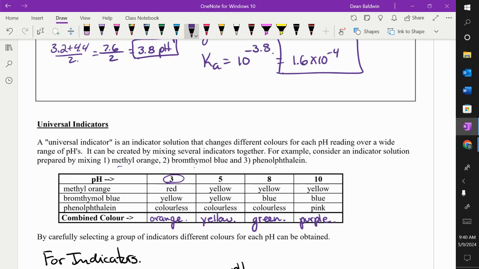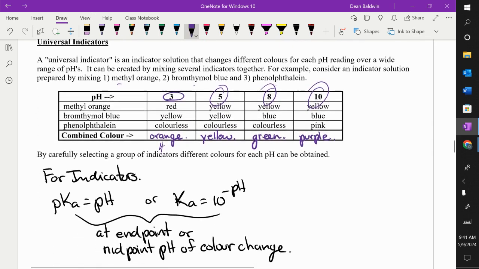So that means you can test and get an idea of the color range of your solution, which is what we did with the hydrolysis stuff last week. It just gives you an idea how acidic it is, whether it's close to neutral, or more basic. If you put it into the solution and you get an orange color, you know your pH is around 3. If it's yellow, you're around 5. If it's green, around 8. And if it's purple, you're very basic at around 10. That's all a universal indicator is. You just mix a bunch of indicators together to give you a broad spectrum of changes.